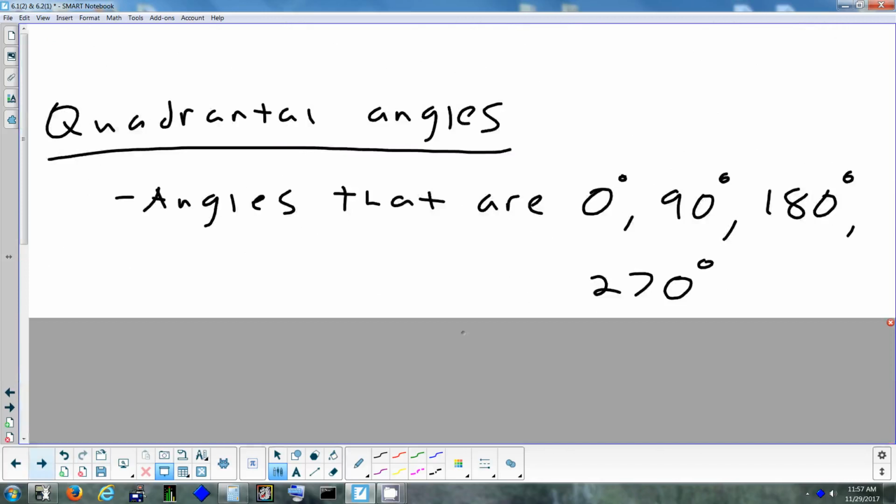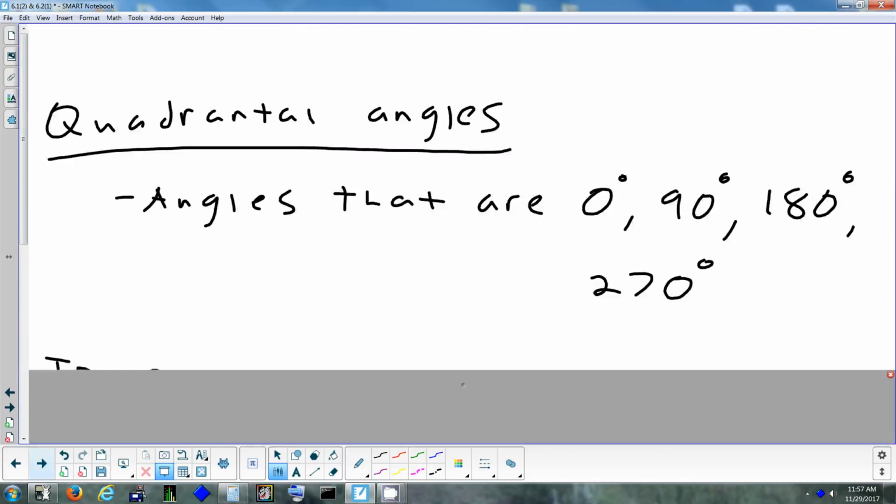Okay, those first 4 angles, I didn't mention it earlier, but those are called quadrantal angles because all of them are on the axes. So 0, 90, 180, and 270, there's a special name for that group of angles. It's called quadrantal angles. It's not super important that you know that word, but I might use it at some point.